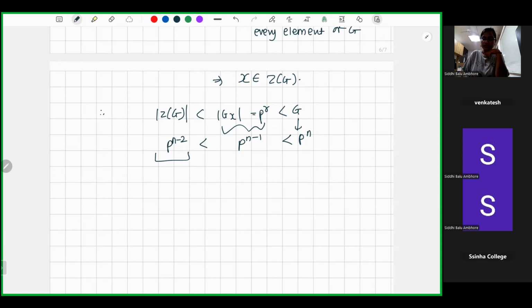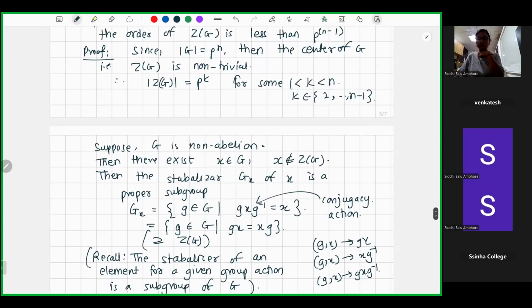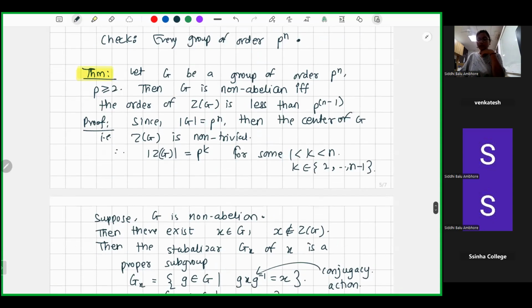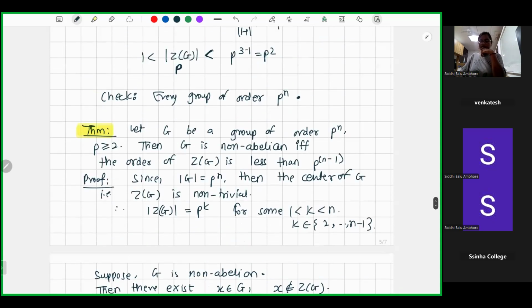So if this is some p power k, this k needs to be less than or equal to... Is this okay? Please let me know if this is okay. Let me go through the proof again.